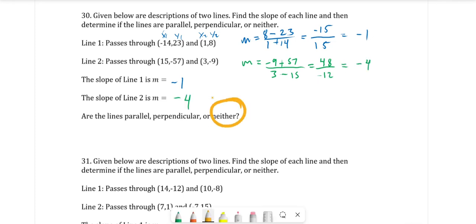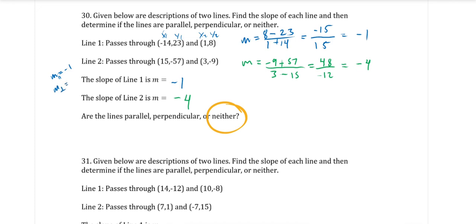That means that they are neither parallel nor perpendicular to each other. A line parallel to this one would be at minus 1, and a line perpendicular would be 1 over minus 1, would be minus 1 over minus 1, which is positive 1. A line parallel to this one would be at minus 4, and a line perpendicular to this one would be at negative 1 over minus 4, which is positive 1/4.